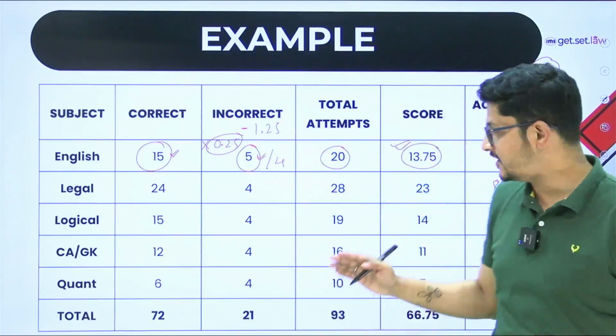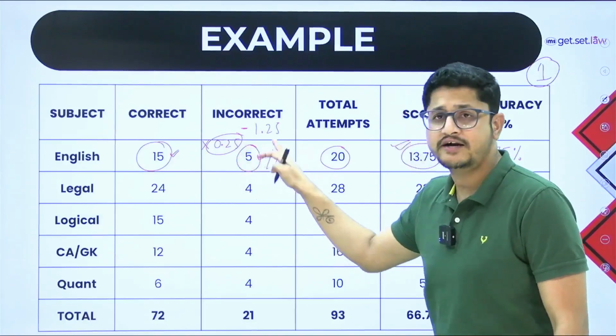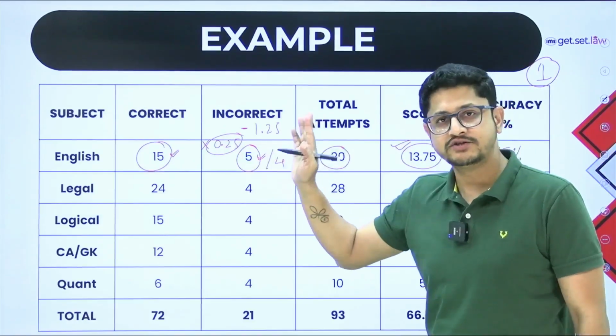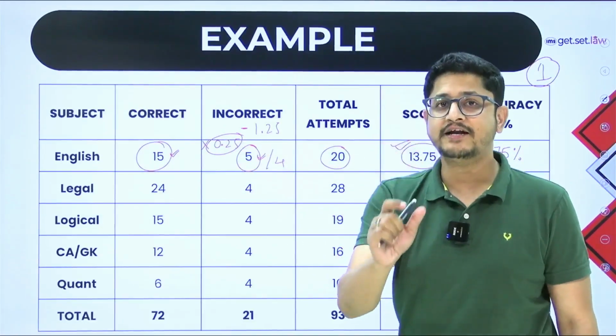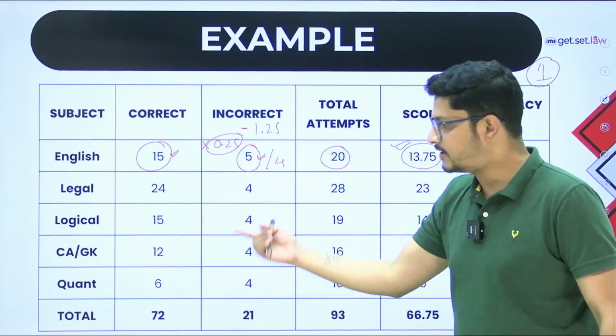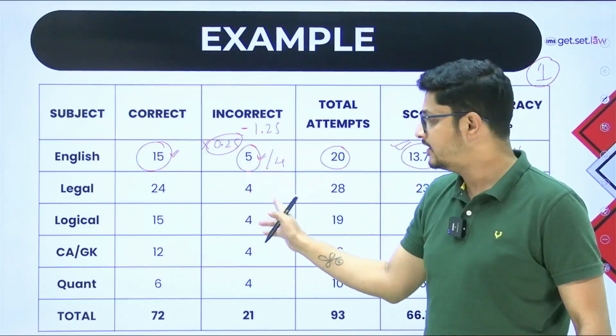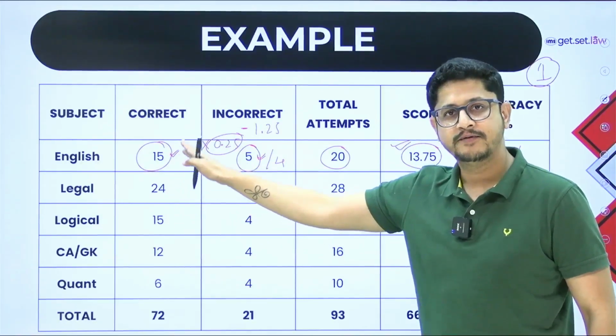A lot of students do this: out of 20, they subtract the negative. No, this is not the score. 5 is not the score. 5 is the number of negative questions. For one negative it is 0.25, so multiply these by 0.25 and you will get the negative score. Okay, and the negative score is subtracted from your correct ones.